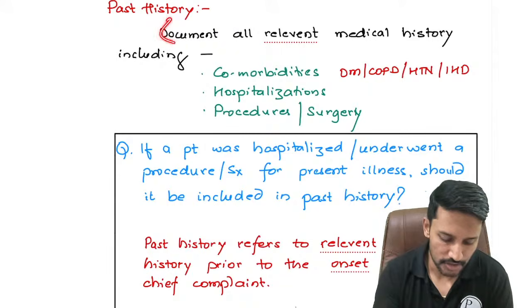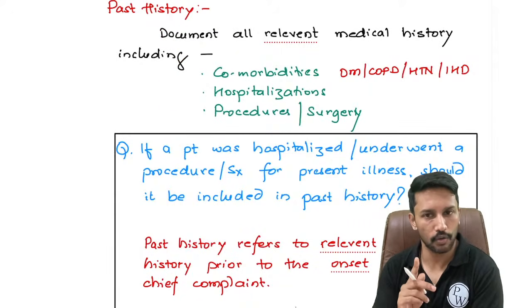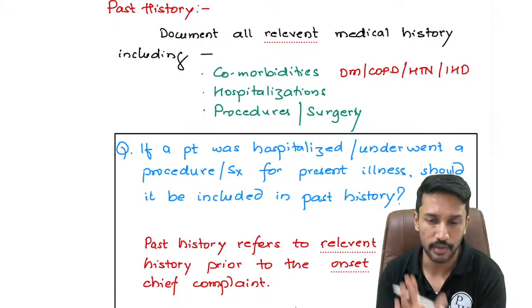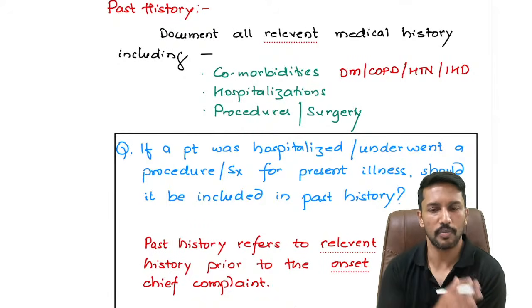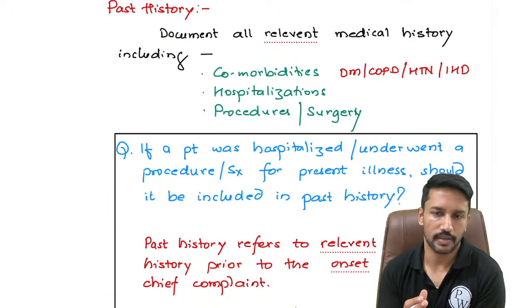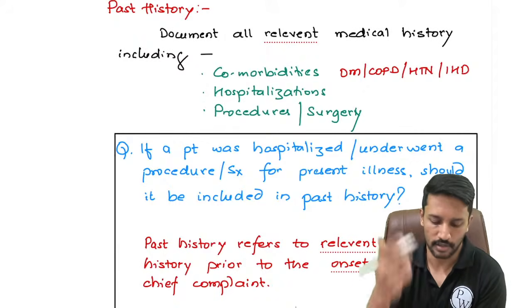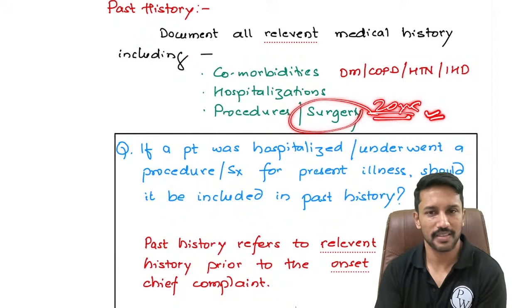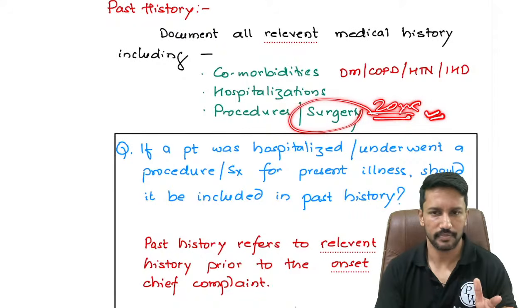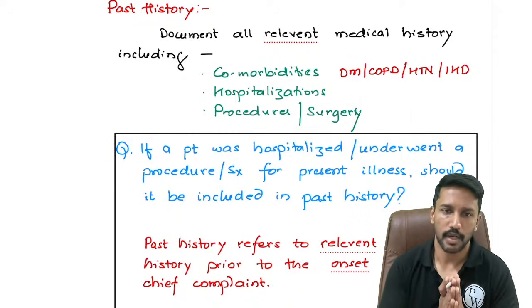At the level of past history, don't think whether it is relevant or not, because it may or may not be relevant to the current complaints, but we should still document it. Like, a patient has undergone gallbladder surgery 20 years back, and now she has come with chest pain. Probably not related, but still we have to document it in the past history.